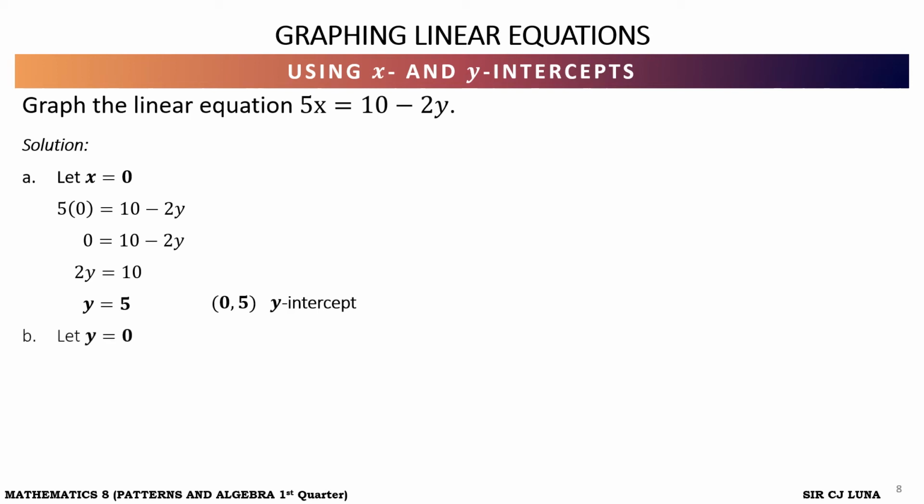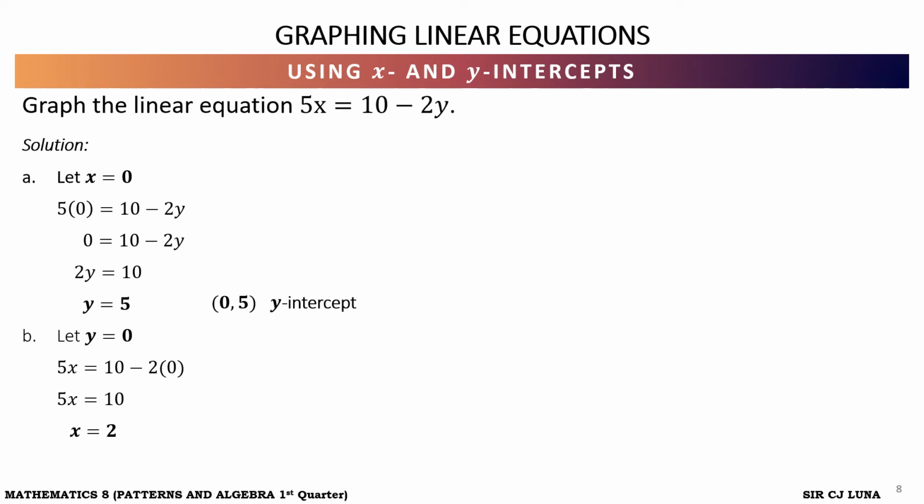Next is we have to solve for the x-intercept. Let y equals 0. We have 5x equals 10 minus 2 times 0. So 2 times 0 is 0, so we have 5x equals 10. To solve for the value of x, divide the whole equation by 5. So 10 divided by 5 is equal to 2. So x is equal to 2.